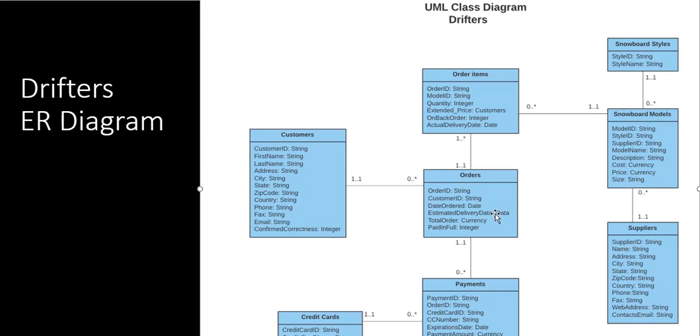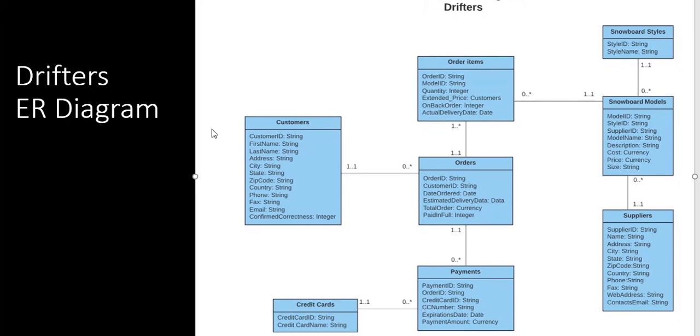Now orders can be paid for in a single payment or a lot of payments. And a payment can be made with one of the credit cards. And we can see there at the bottom. The reason that this is a 0 to many is we might have placed an order, but we haven't got the payments yet, so we're allowing for that. So this is a UML class diagram, and that's going to be the blueprint for us to do the DDL or the create statements.